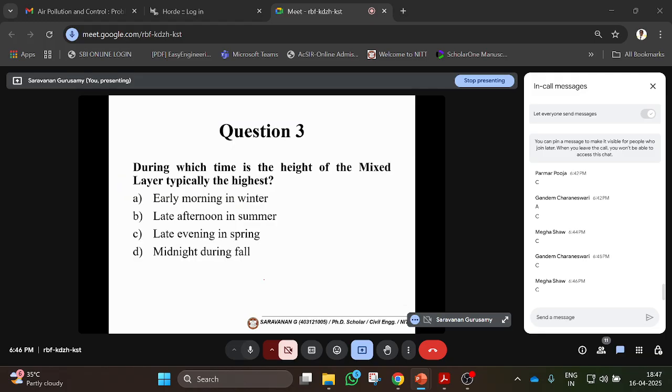Yeah. So third question, during which time is the height of the mixed layer typically the highest? Early morning in the winter, late afternoon in the summer, late evening in the spring, midnight during fall. What is mixed layer? Height of mixed layer.